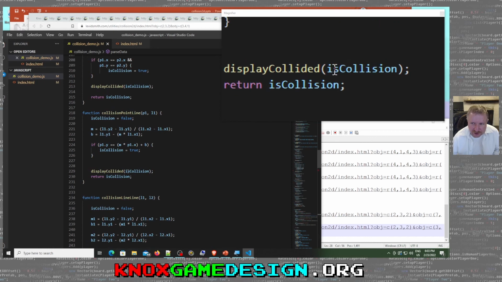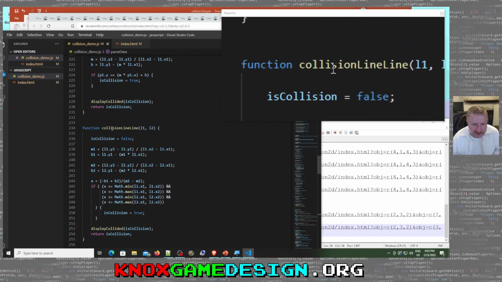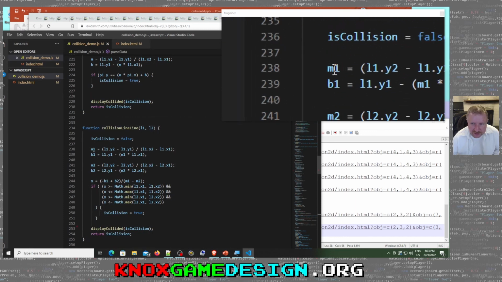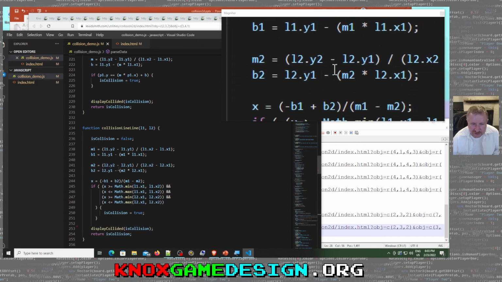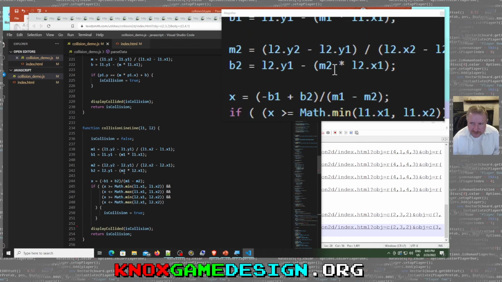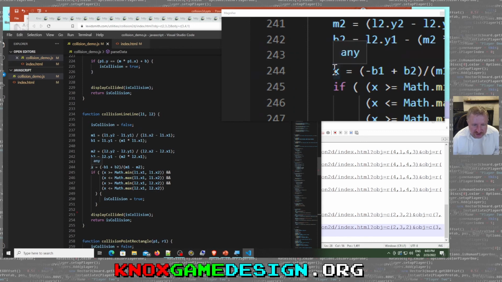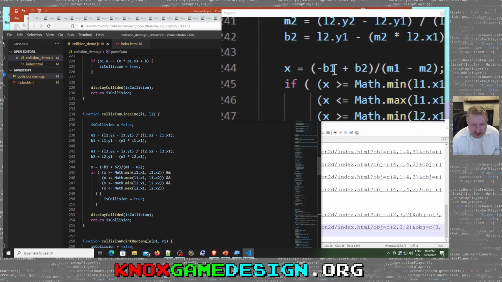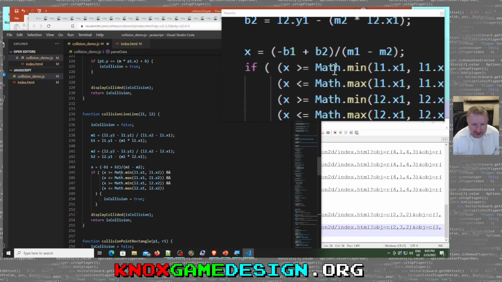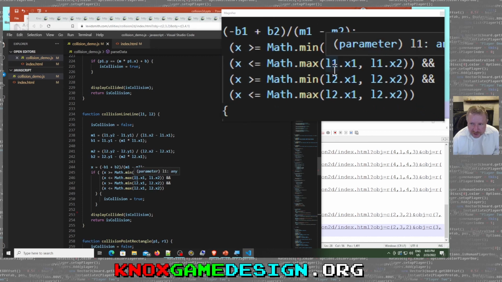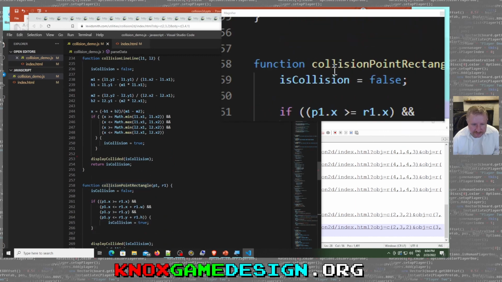So here we got display collided, so that just displays whether it did or didn't collide. So collision line line. This is where we're calculating the slope and the y-intercept for both the first and second line. So it's M1, B1, M2, B2. Then we calculate the value of x, which is the x coordinate where these two lines cross. And then we check to see if the x lies within the minimum and maximum range of both line segments. And if it does, then it collides.